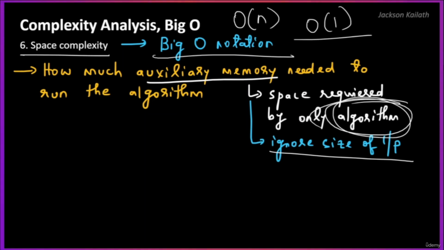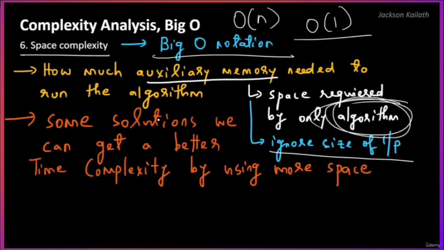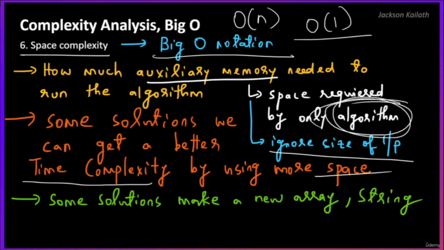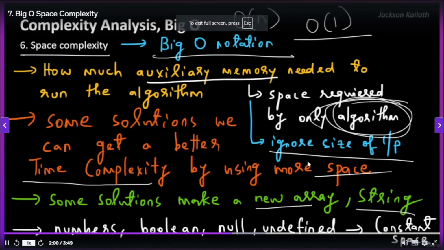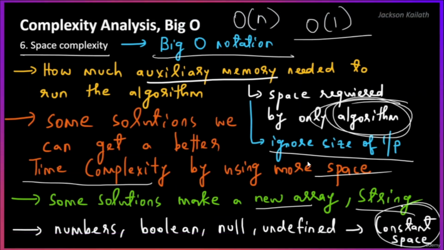Now, a few interesting pointers. In some coding interview questions, you can see that we can improve the time complexity by using up more space. So in those cases, it's a trade-off between time complexity and space complexity. In some solutions, maybe you can improve the time complexity by storing some values in a new array or a string or a hash map, etc. Right? So in those cases, there would be some space used up. Now also remember primitives such as numbers, boolean, null, undefined, etc. all take up constant space. So we have got a good idea about space complexity as well.